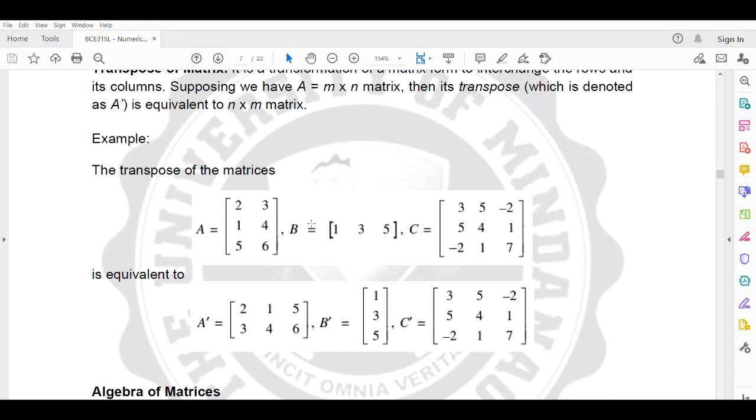For matrix B naman, we also have a 1 by 3 matrix, which after you transpose it becomes a 3 by 1 matrix. For the C, as you can see, this has equal elements or equal dimensions. This is a 3 by 3 matrix. After you transpose that one, it is still a 3 by 3 matrix. However, the values of the matrix should also be interchanged.